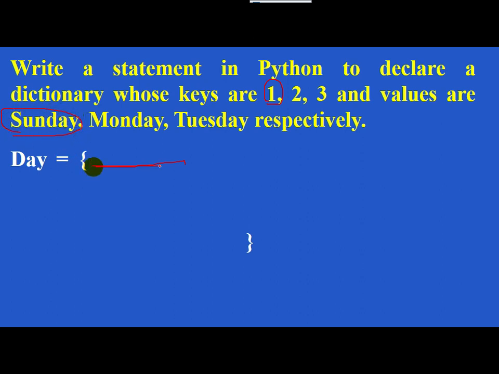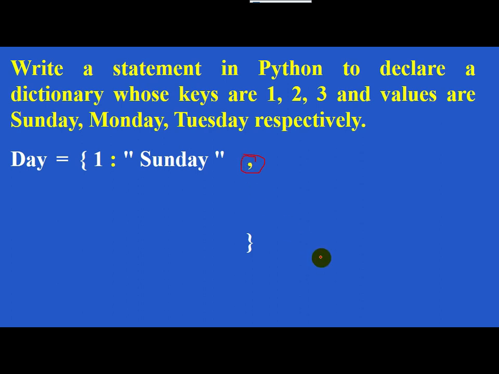Okay, so let me write the first item, day number, and the corresponding value of the corresponding day of the week. A key and value should be separated using colon. So this is one item, the first item of the dictionary day. Okay, let me insert the remaining items. Items are separated using comma.